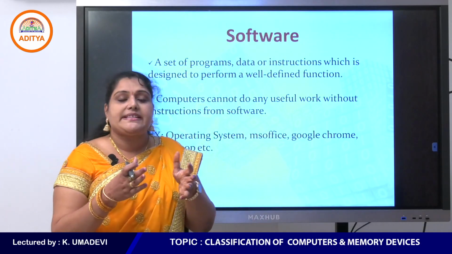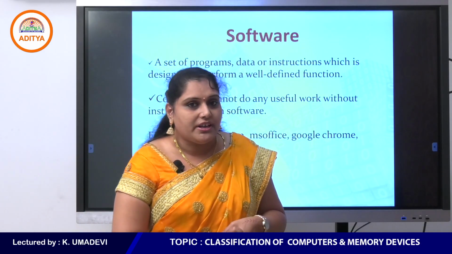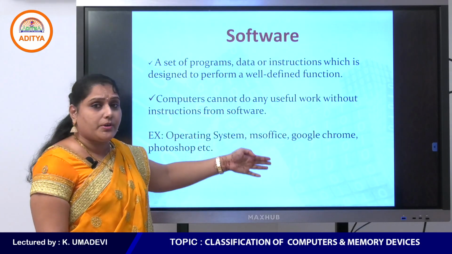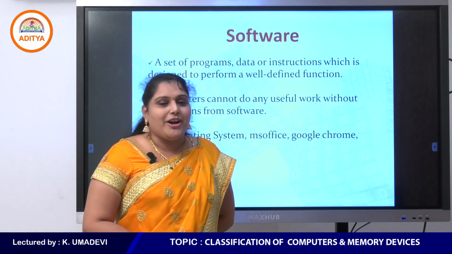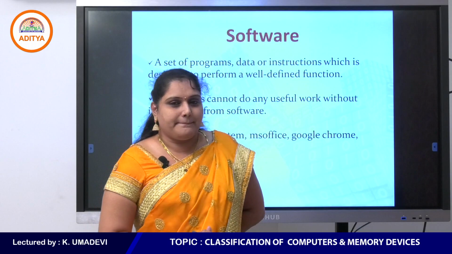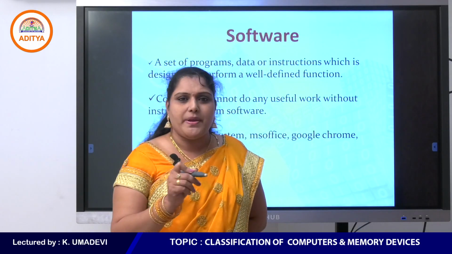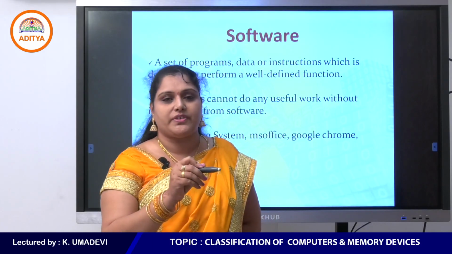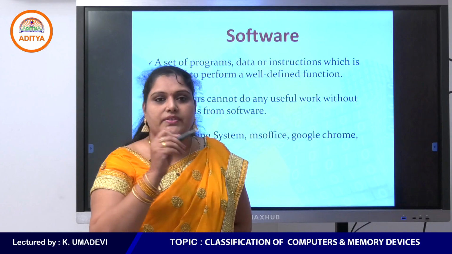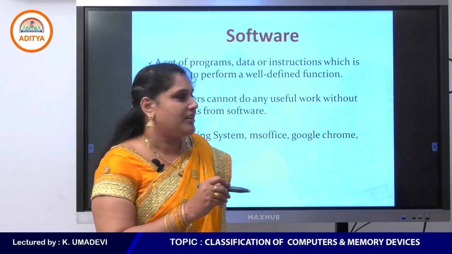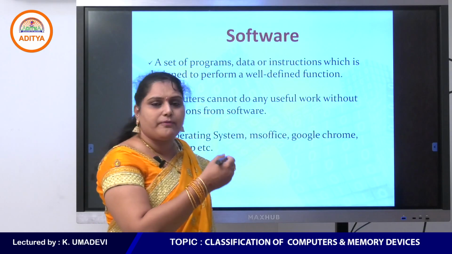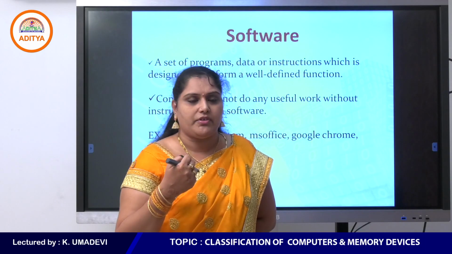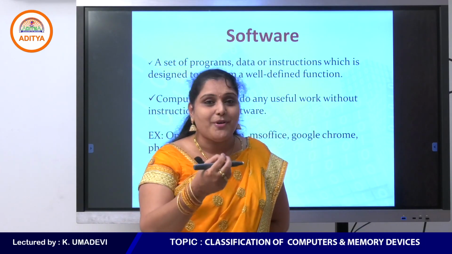Okay, can you tell me a few examples of softwares, students? Operating system, MS Office, Google Chrome. So what is Google Chrome? See, Google Chrome, Internet Explorer, Opera, Safari. All these are called browsers, because a browser is a software. We need a browser to surf the internet. Am I right? Yes. So a browser is a software, MS Office is a software, Photoshop is a software, C is a software, Java is a software.